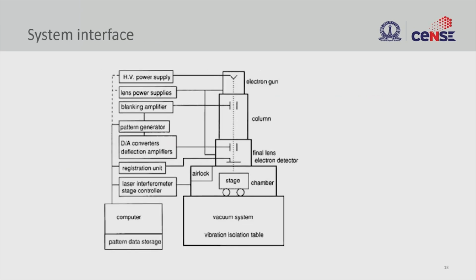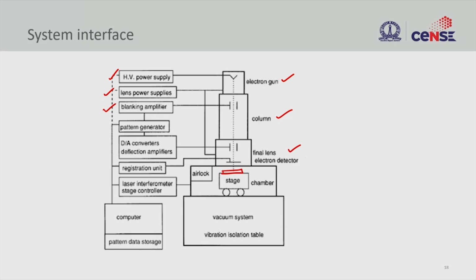And this is the system that one can use. On the right side you see the interface system. So you have the gun, you have the column, you have the final lens system, and then you have your wafer sitting here on the stage. All of this is in vacuum, right? And you need high voltage to generate your electrons, the lens supply to control all the lenses, and your blanking amplifier. So this is what is blanking your electron beam when it is not required, right? If you don't blank, when you move your sample on top of the beam, it is going to expose all the resist.